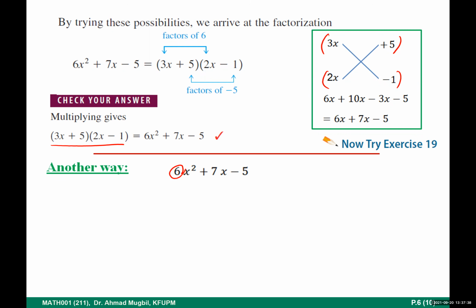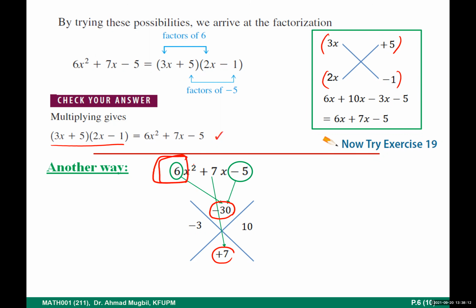Okay, so what you will do, you will multiply 6 by -5. So you will use the X method or the scissor method. You multiply 6 by -5. What is it? -30. What is the coefficient of the middle term? +7. Now you will look for two numbers. The product of them is -30 and the sum of them is +7. What are they? -3 and +10. Now what you will do, you will divide them by what? By 6. And then simplify.